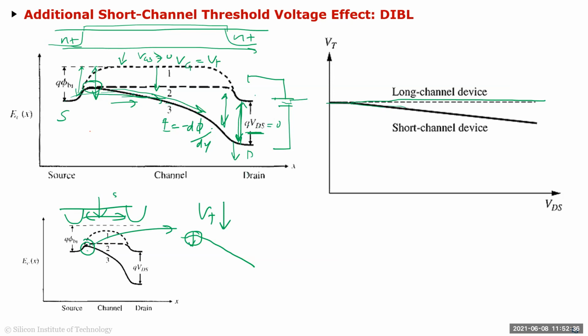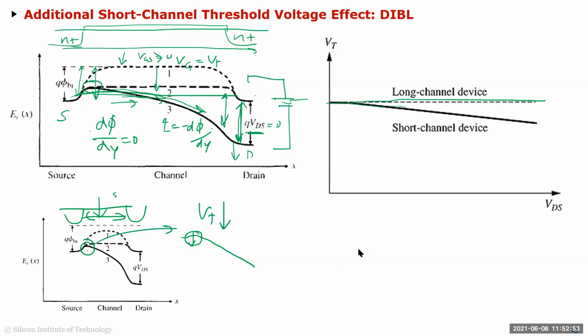So if you have not given any potential here, then it would be just flat, right? If it is flat, then d phi by dy is equal to 0. There is no electric field, so there will be no current, right? So let me draw it here.